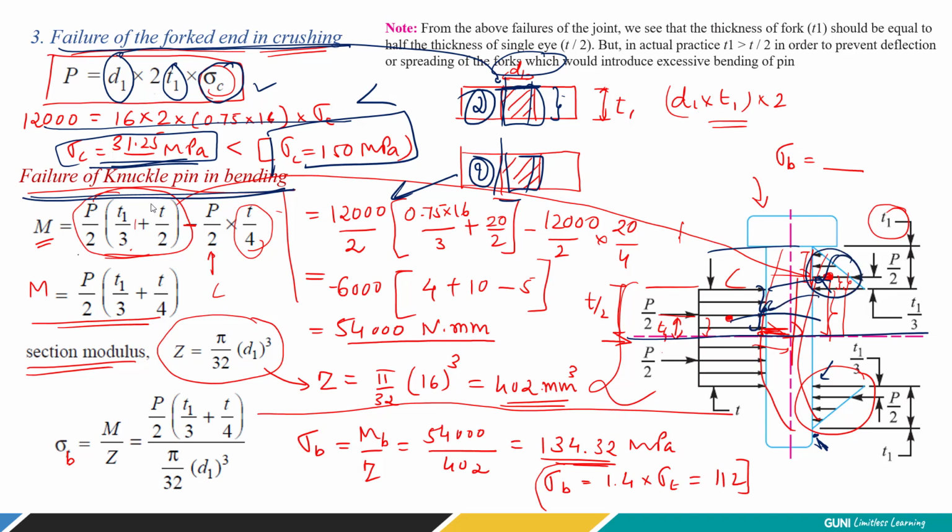So from the figure, we can write like this: the bending moment is equal to P by 2 into T1 by 3 plus T by 2. Now do not confuse how this comes out. I can explain in class theory, right? I'm going to explain in the practical sessions, right? It's a little bit longer, but just try to remember this is the bending moment from this portion side, this side, right?